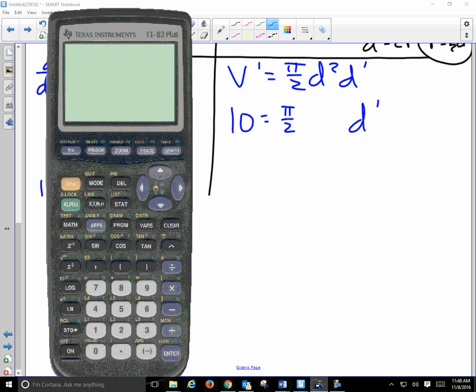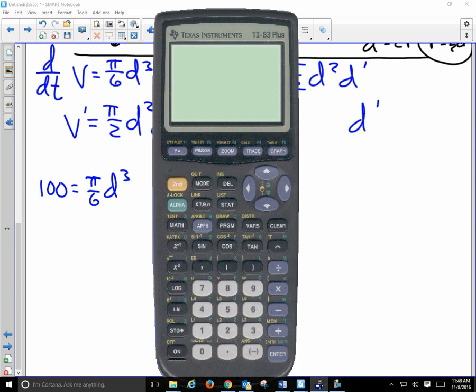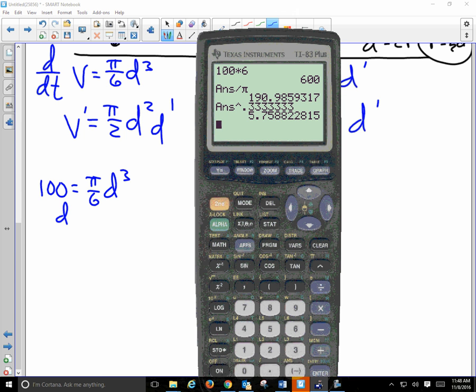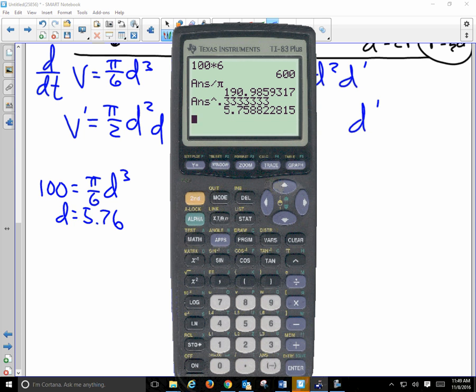Very good. So let's do it. I have 100 times 6 divided by pi. Then I will take that answer to the 1/3 power. And I get 5.76. So the current diameter is 5.76. Because I'm trying to get rid of the 3, so I have to cube root. So cube root will be 1/3 power.